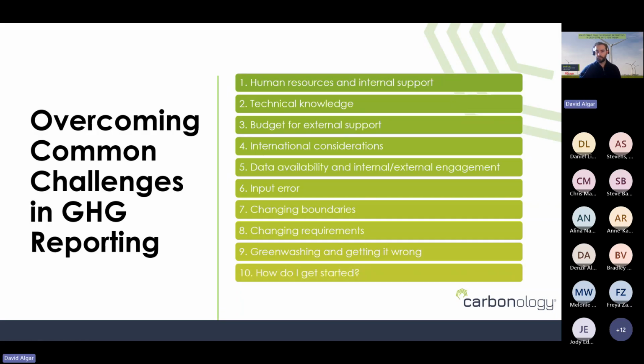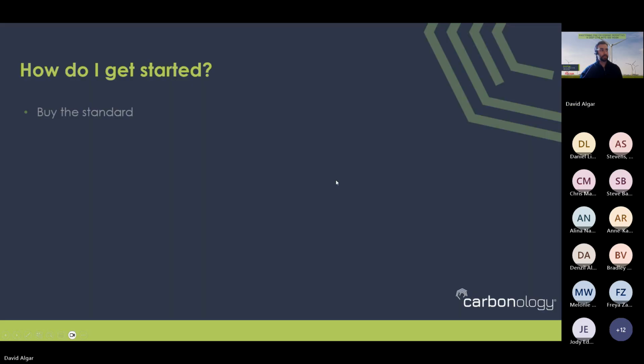And finally, how do I get started? So I've got another whole slide on this, so I wanted to discuss it in a bit more detail. When I was starting out as a carbonologist many years ago, I did lots of training and reading and stuff. I thought, okay, what do I actually do first then? So first thing, maybe a bit cheeky, but buy the standard. Next, you're going to want to read it. Again, I probably shouldn't be saying this, but if it is a tight deadline, skip ahead to clause 9, because that will certainly be a useful exercise.